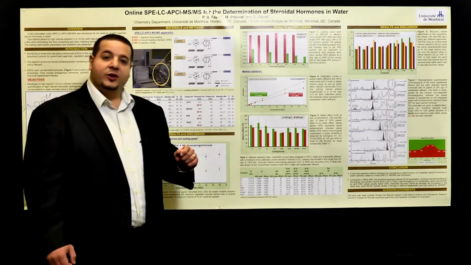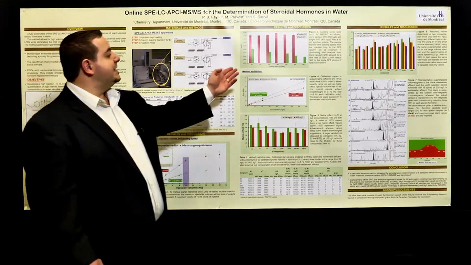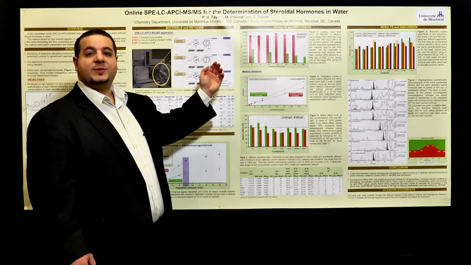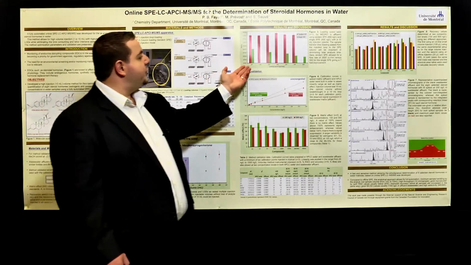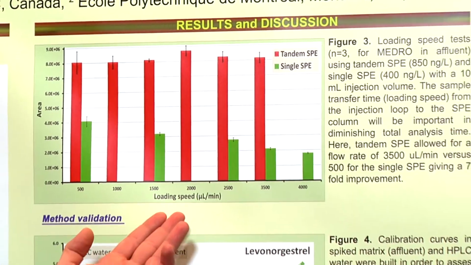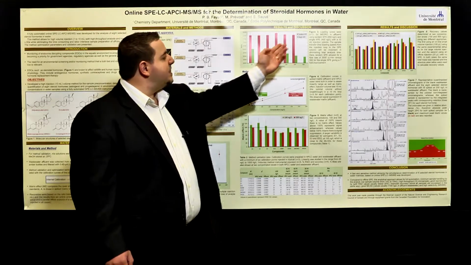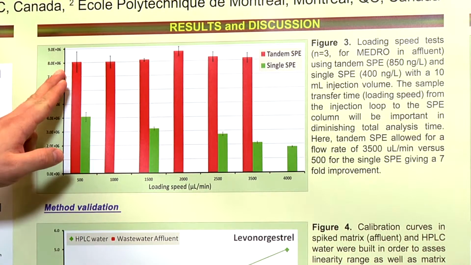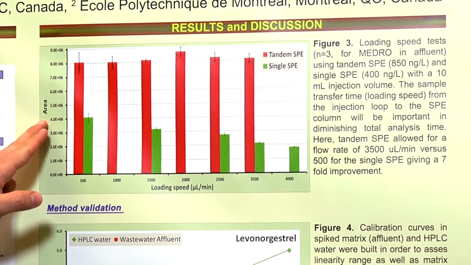The other parameter that's very important here, especially for online SPE, is the speed at which we're going to be loading our SPE cartridges. So as you can see here in figure 3, we're using 500 to 4,000 microliters a minute. And you can see with the tandem SPE method, here our concentrations, this is absolute area on the y-axis.